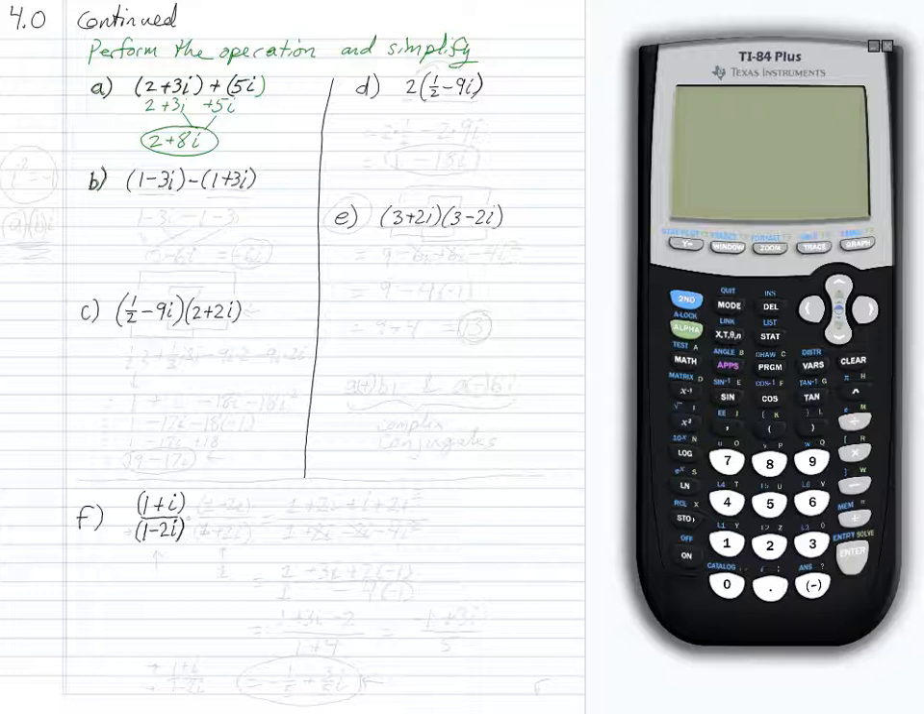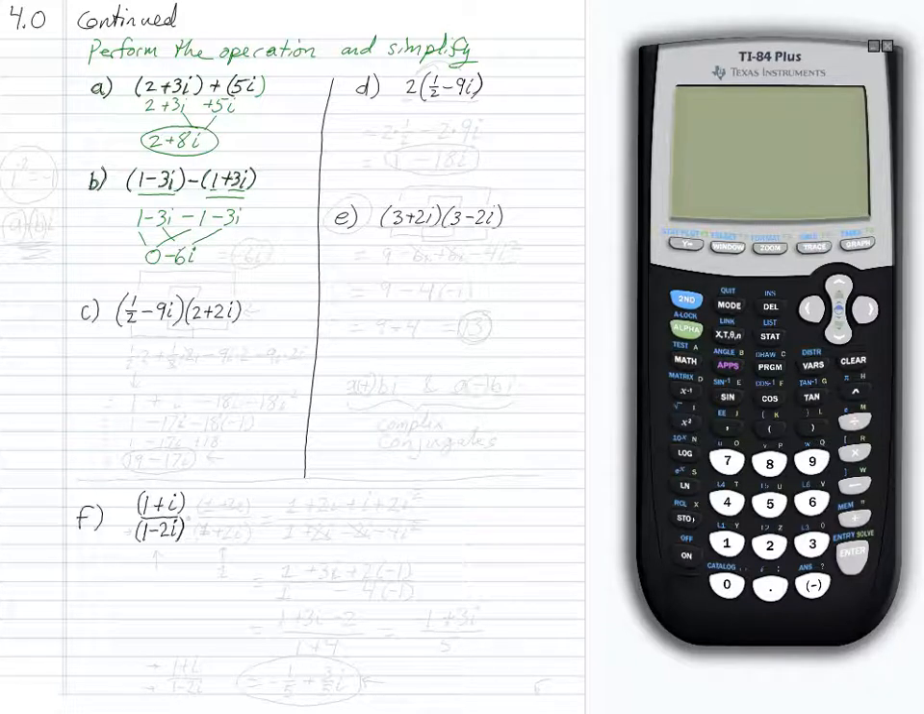We can do the same kind of thing with subtraction. If I have the complex number 1 minus 3i minus 1 plus 3i, let's see what we end up with. Well, I would like to distribute the negative. Remember, we're subtracting 1 and 3i. So I'll be left with 1 minus 3i from the first piece, minus 1 minus 3i from the second piece. Now my like terms, my 1 and my minus 1, will give me 0, and negative 3i and negative 3i give me negative 6i.